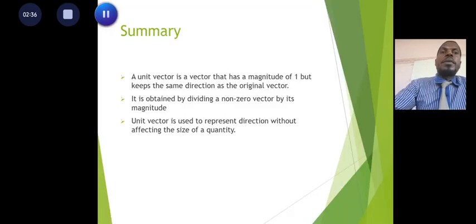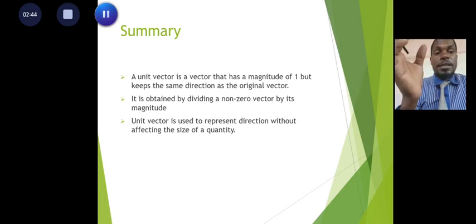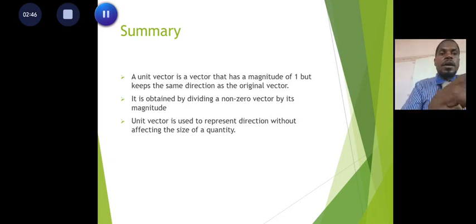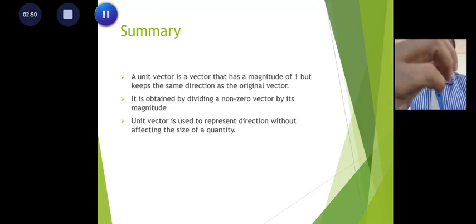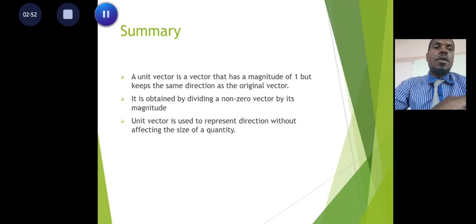We have the summary. In our summary, the point is that to find a unit vector, you have to take the vector itself and then divide it by its magnitude. You divide by its magnitude. That is the easiest way you need to remember. You don't have to cram it, you just need to remember. It's about understanding the concept.